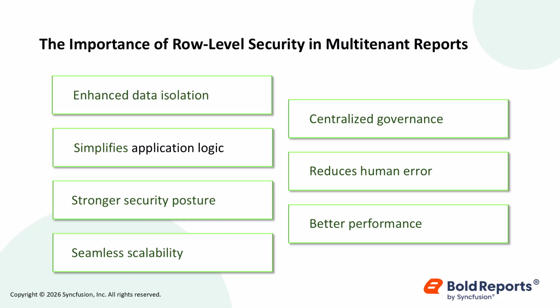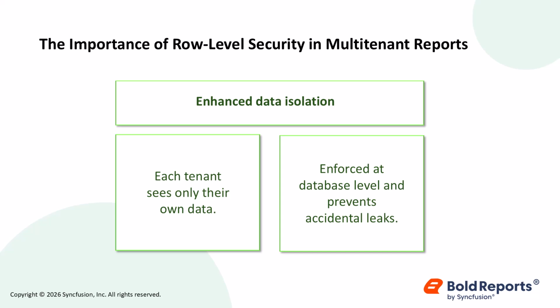Implementing row-level security in multi-tenant reports gives you enhanced data isolation. Row-level security ensures that each tenant can only access their own data. This isolation is enforced at the database level, reducing the risk of accidental data leaks or unauthorized access across tenants.